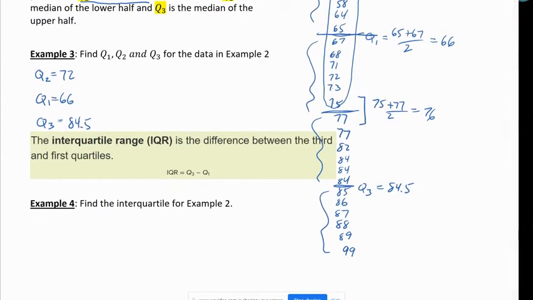Okay, and then from that we can calculate the interquartile range. So Q3 minus Q1 in this example was 84.5 minus 66. And that is 18.5. So that's our interquartile range, IQR.